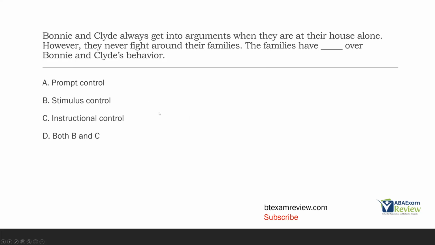Stimulus control, at the most simple level, says the frequency of the behavior changes in the presence of certain stimuli. And in this case, the family affects the behavior. The family has stimulus control, or they have instructional control, which is the same exact thing. So really our answer here is B and C.